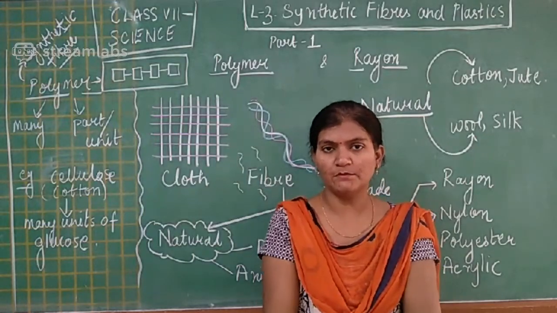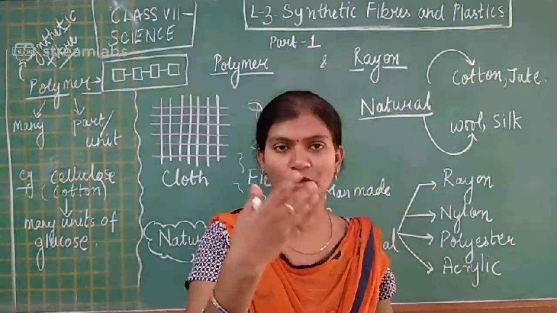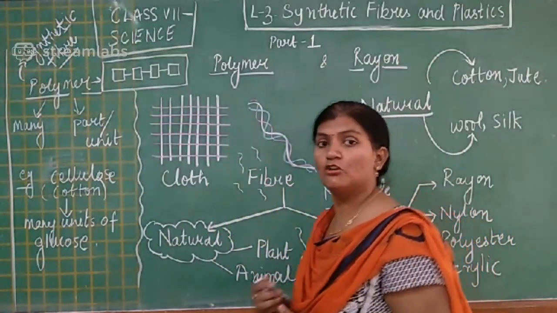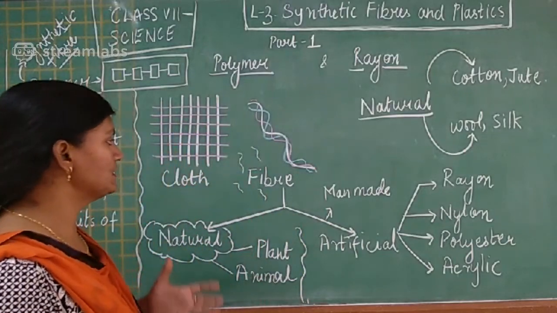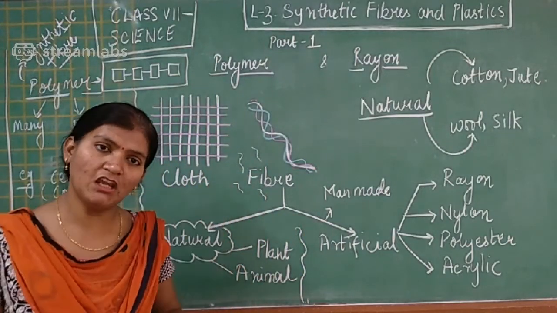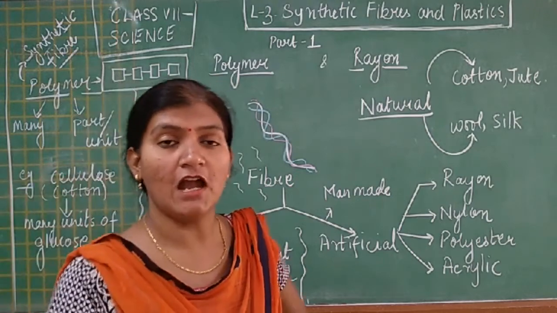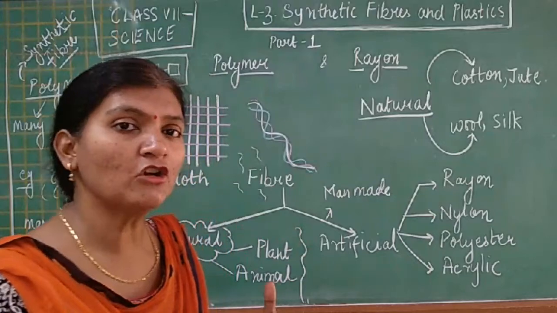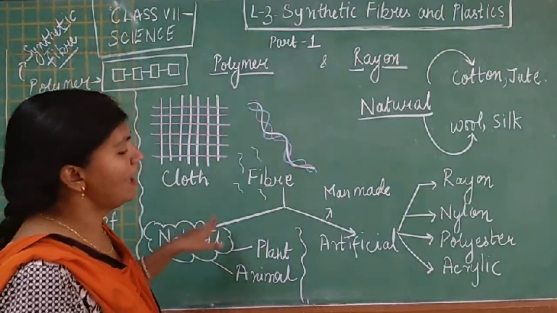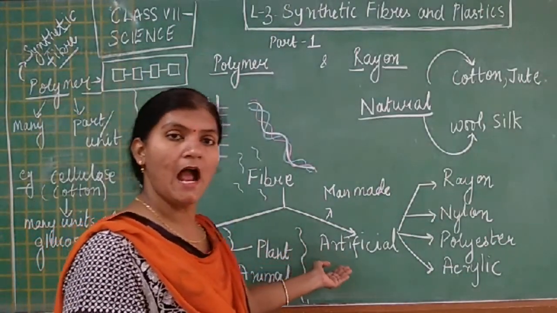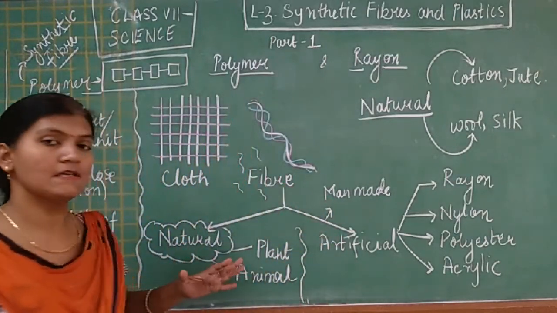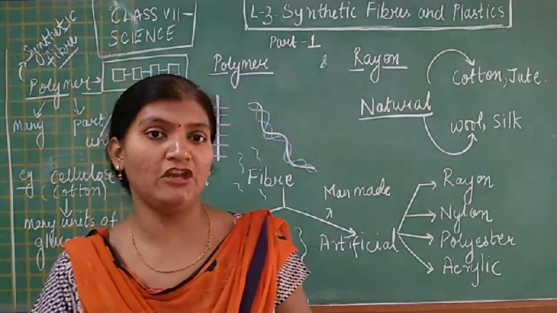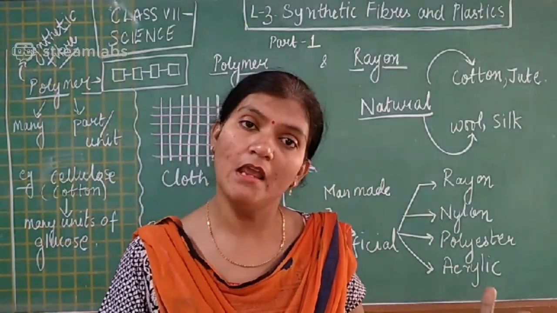Students, this fiber is the topic that we are going to do today. If you look at its sources, the fibers which we use we get from two different sources. One source is natural and another source is artificial. Natural source means we can get the fiber directly from a plant or an animal.